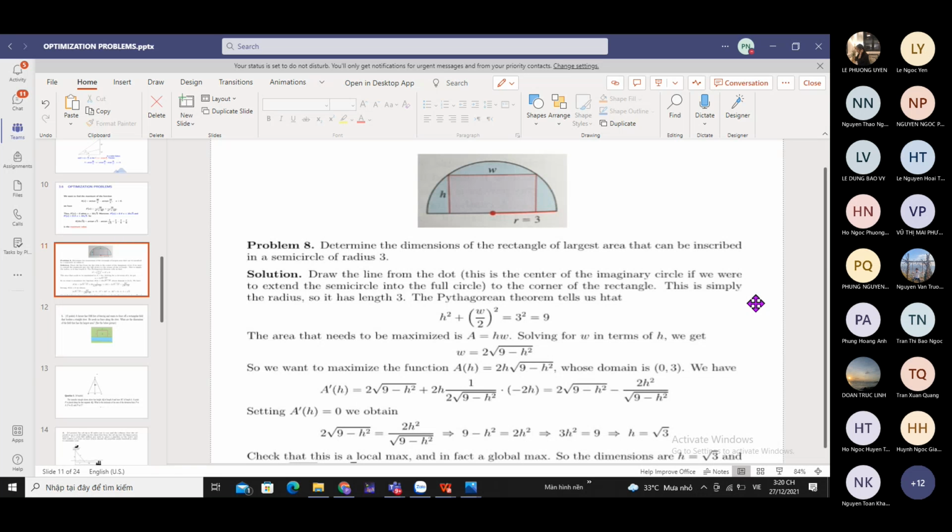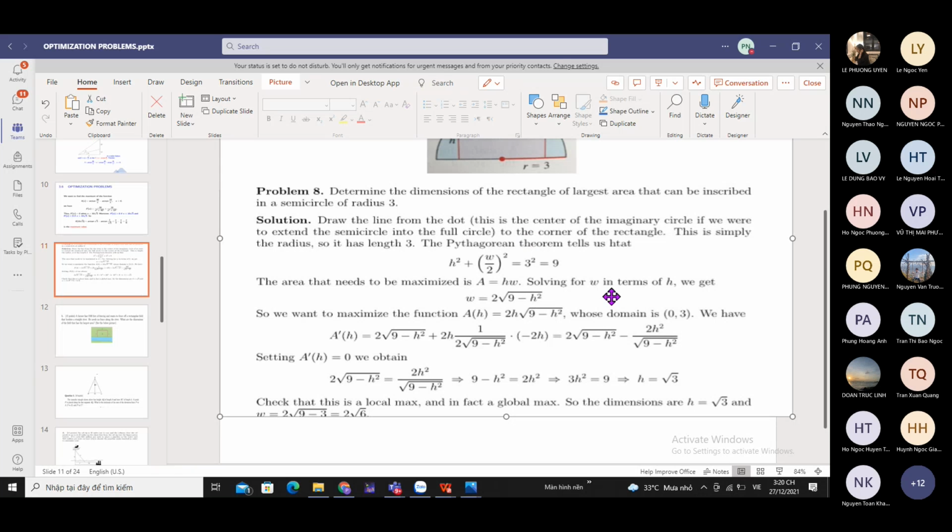So, mathematically, we have to find the maximum value of the function A on the interval (0, 3). Now we find the critical number. We solve the equation derivative of A with respect to h equals 0. You see. And it gives you just 3 over square root of 2. We have got just one critical number.